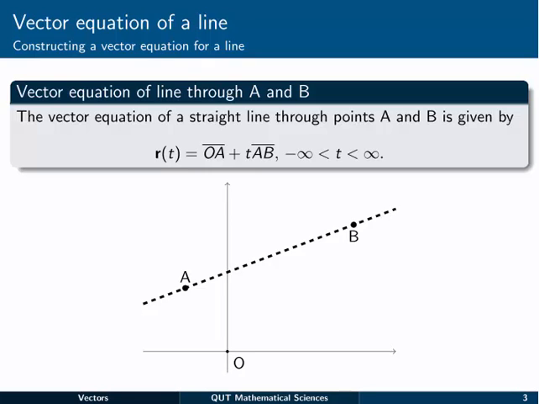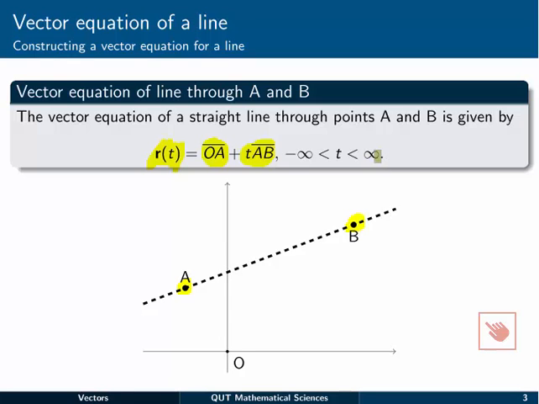The first of these is where we're given 2 points, A and B, and asked to construct the equation of the straight line that passes through both of these points. In the box we're shown that r of t, some vector r parameterized by a parameter t, is the equation of the dotted line through A and B. And it's given by the position vector of A plus the parameter t multiplied by the displacement vector from A to B, where t can vary from minus infinity to infinity.